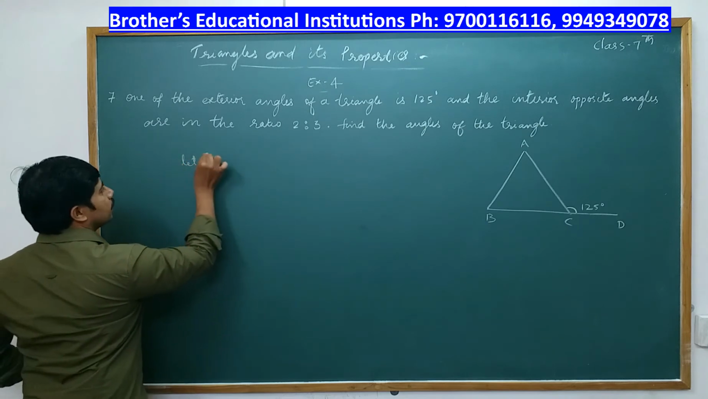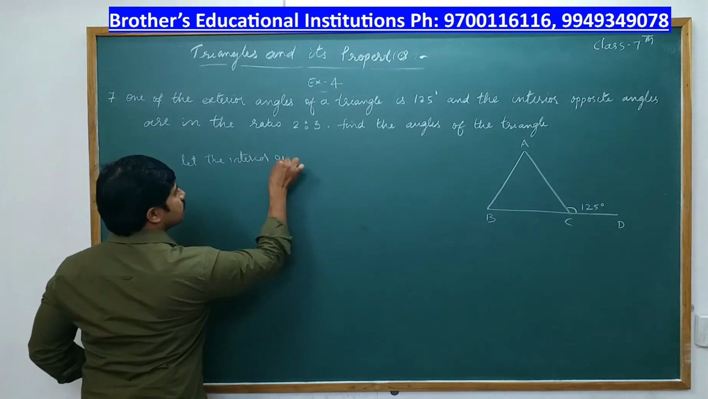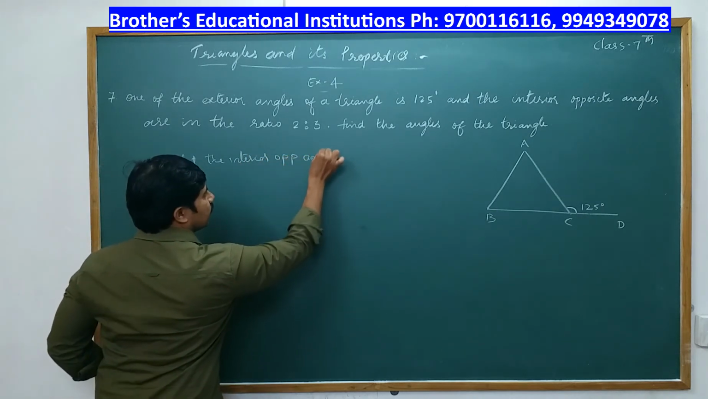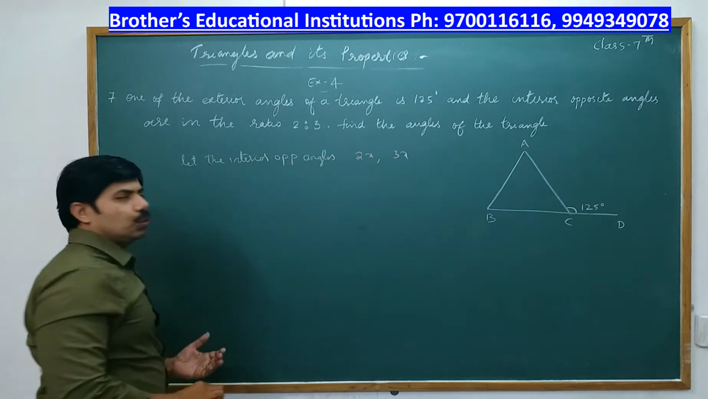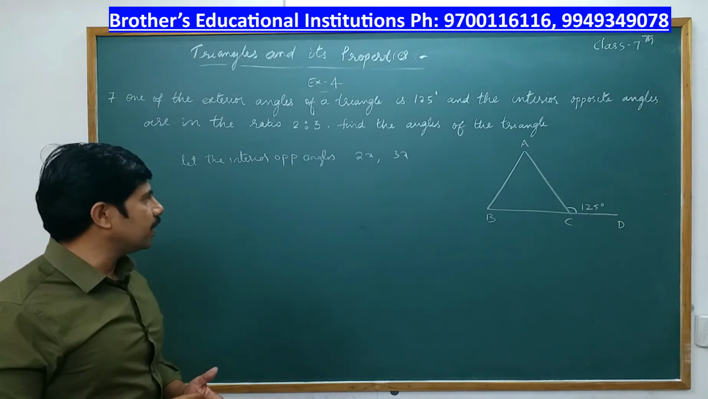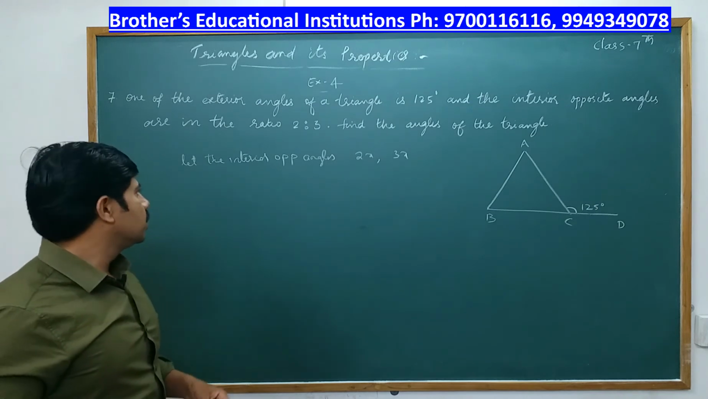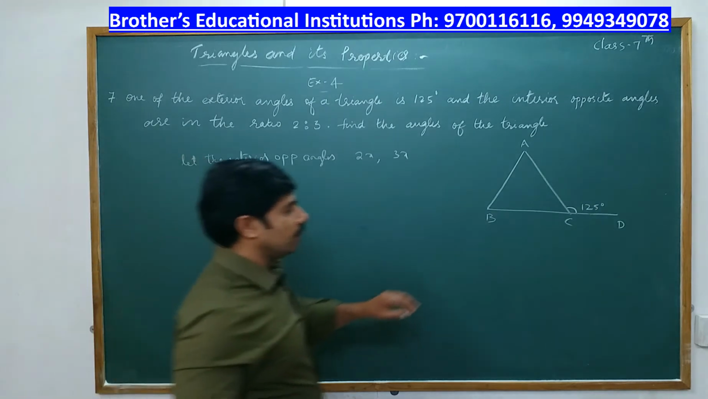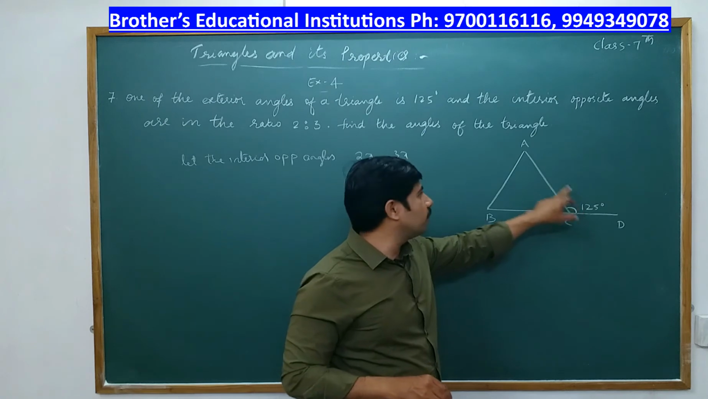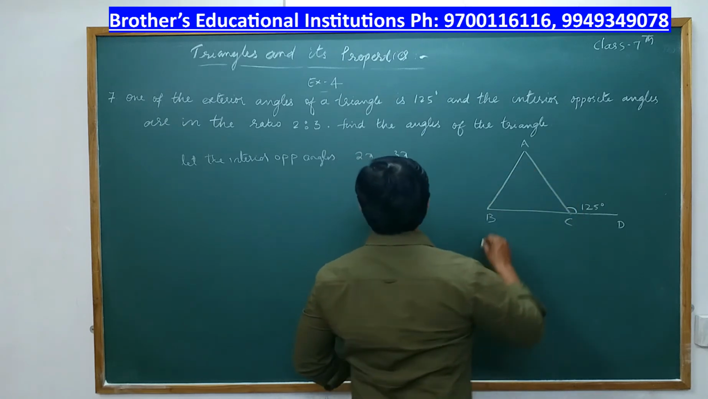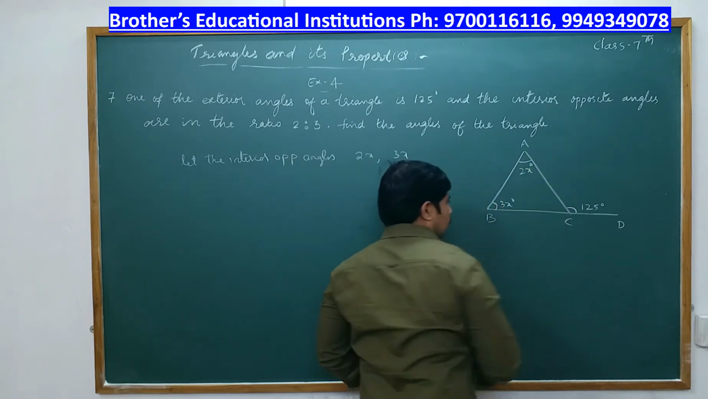Now interior angles are in the ratio 2:3. So let the interior opposite angles we assume as 2x and 3x. See, 2:3 is a ratio. So some part is x, that we are going to find. 3 into some part we are going to find, that is x. So 2x comma 3x. So interior opposite. Now if this is an exterior, the angles which are interior and opposite to this 125 are A and B. So here this is 2x and the other one is 3x degrees.